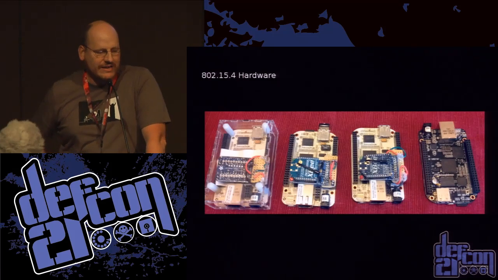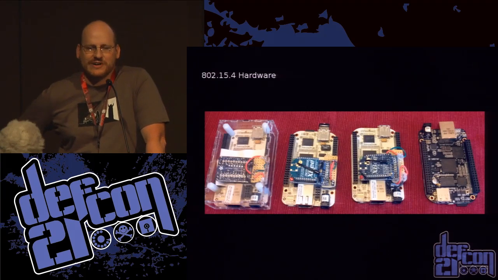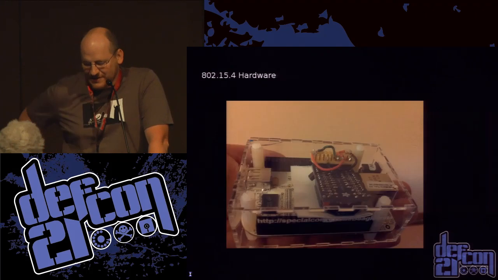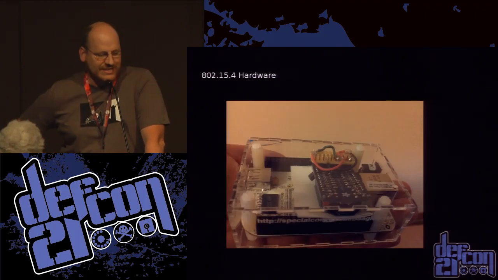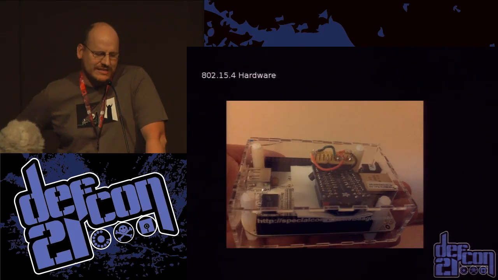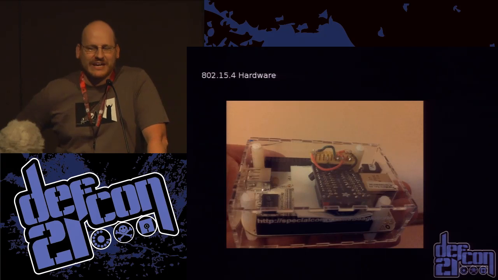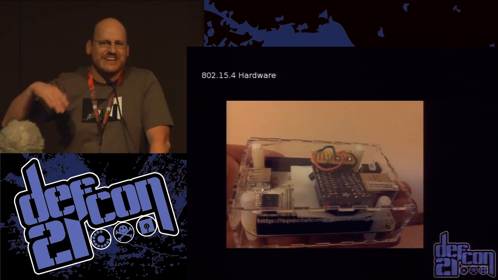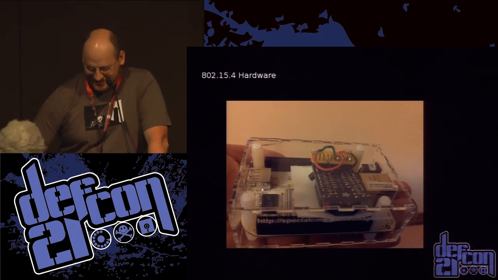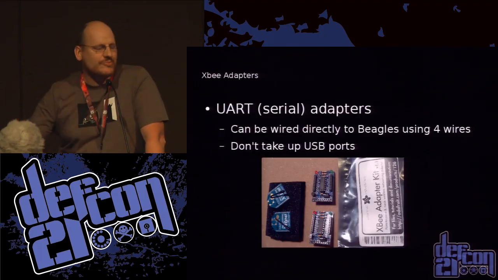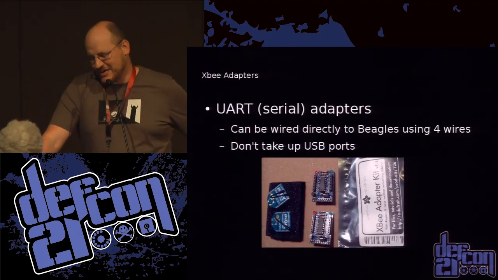All right, 802.15.4 hardware looks kind of like this. Here I've just made some simple adapters for my XB modules. It's 4 wires that you have to solder. Here's the same thing in a little case. By the way, some people asked me about this one and said it doesn't look like an XB. In order to get it in my little case, I had to put the XB upside down. That's why you don't see an antenna or anything.